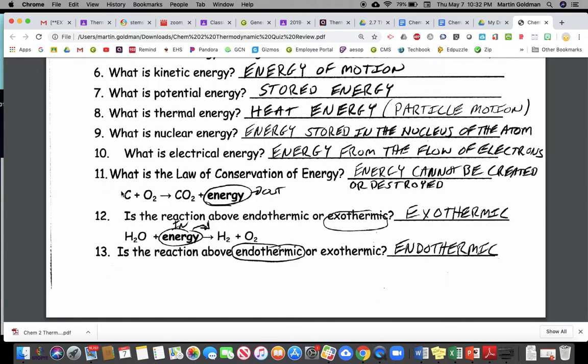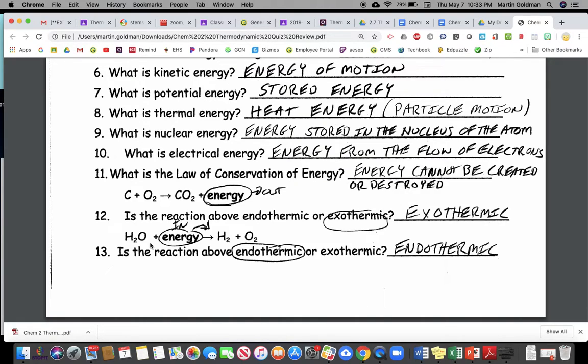Next, let's look at two types of reactions. Here we have carbon plus oxygen makes CO2, which is the burning of charcoal. So what's happening? Look where that energy is. It's on this side. It's a product. The energy is coming out. If the energy is on this side of the arrow, it's a product, which means you're making it. If you're making it, the energy is coming out. If the energy is coming out, it's exo. And I wrote exothermic here.